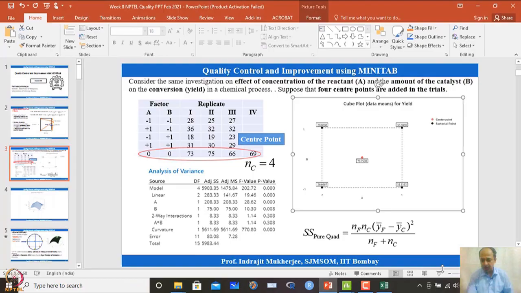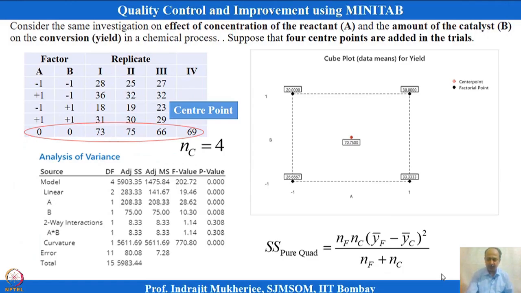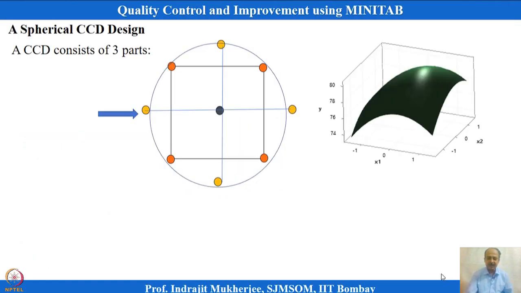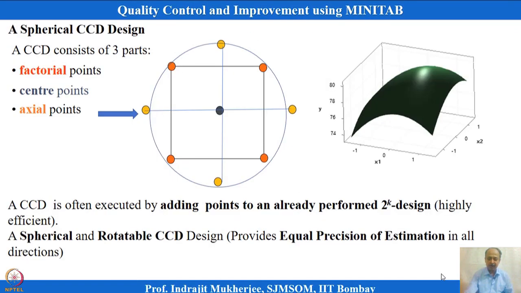So, how do you go for quadratic models? A specific design is available which is helpful for developing quadratic equations over here. This is known as central composite design, or CCD design. This is one of the models that I am showing over here. This is known as spherical CCD design.